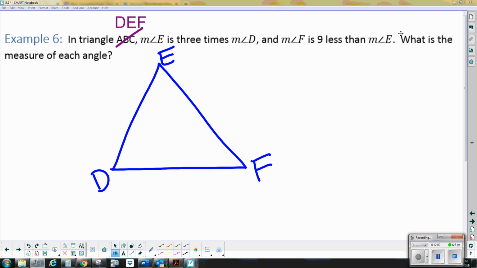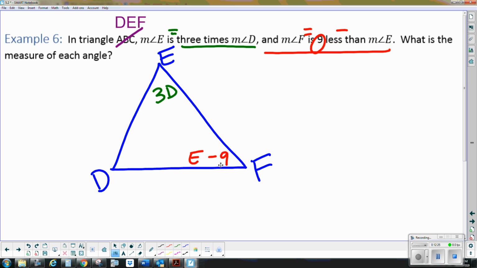Once you have your diagram drawn, you can then start to fill in some of the missing pieces. So first, I'm going to read through the statement, and I see that the measure of angle E is 3 times D. So I'm just going to label angle E 3D. Then I can read a little further, and I can see that the measure of angle F is 9 less than E. So I can fill in that angle as E minus 9. So I can write my equation using the triangle sum theorem as D plus E plus F is 180.